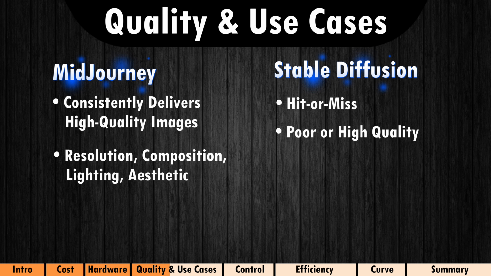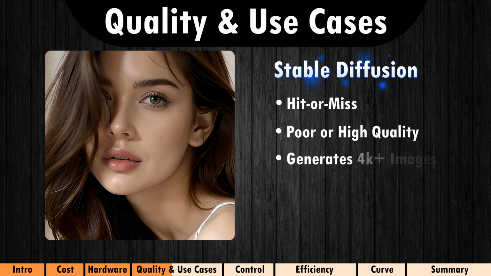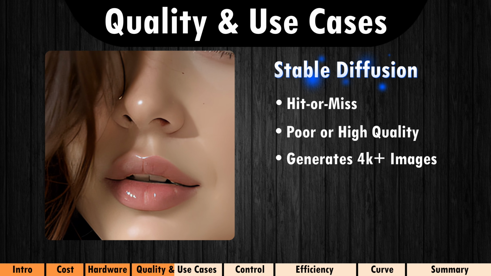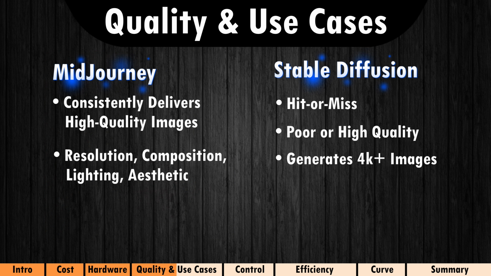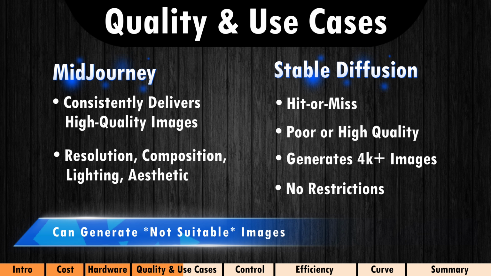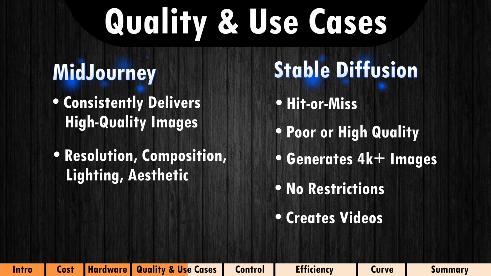For instance, it's capable of generating ultra-high-resolution 4K images. Stable Diffusion also has no restrictions on the types of images it can generate, meaning it can create certain images that Midjourney might not allow. It even allows for creating videos.